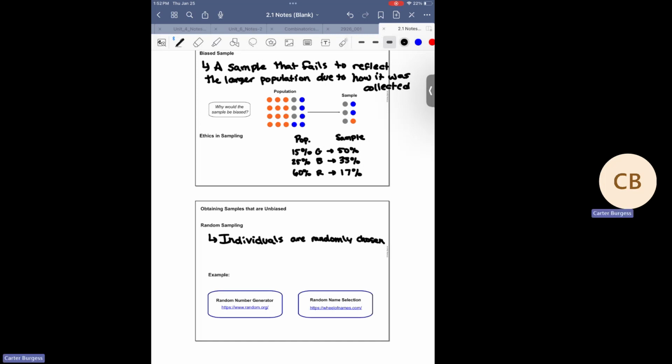For my sample before, where I was picking only guys, there was a 0% chance that I picked Liz. That means that this was not a random sample. It was simply a biased sample. It was a deliberately biased sample. So important to this is that all individuals have an equal likelihood of being chosen.